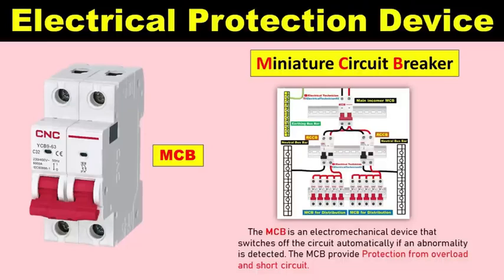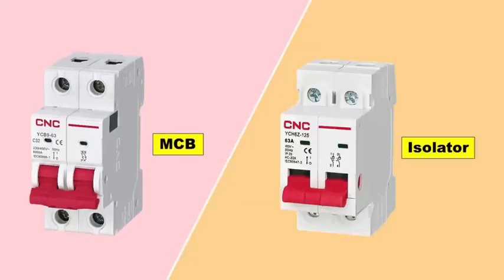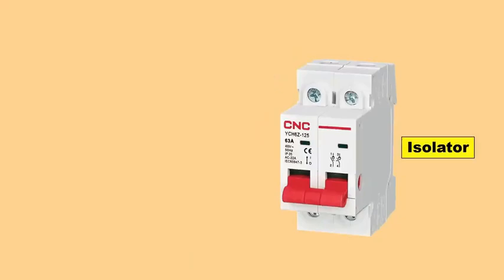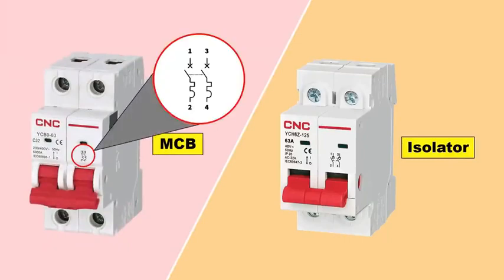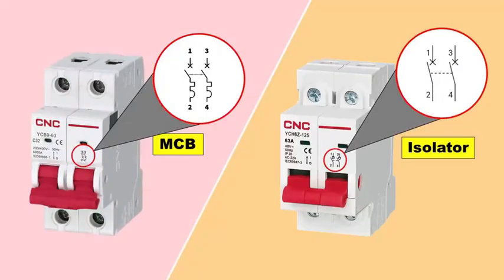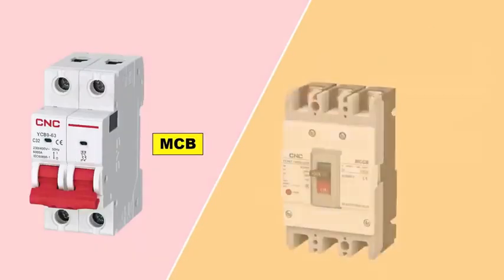If you go to market to buy a MCB, then from profit point of view, shopkeeper may sell you isolator in place of MCB. And if you install isolator in your home, then you will not get any kind of protection. You can look in this screen, what is the symbol of MCB and what is the symbol of isolator. So whenever you go to buy a MCB, then look carefully to the symbol over MCB, whether it is MCB or not.